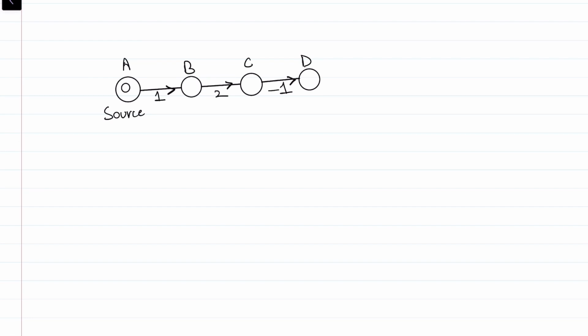Now we have to find the distance from source A to all the other nodes, and from A to B it will become 1, from A to C it will become 3, and from A to D it will become 2. Here we have found all the distances correctly, but the problem comes when there is a negative weight cycle present in the graph. Now, in order to show you that, I'll have to change a few edges.